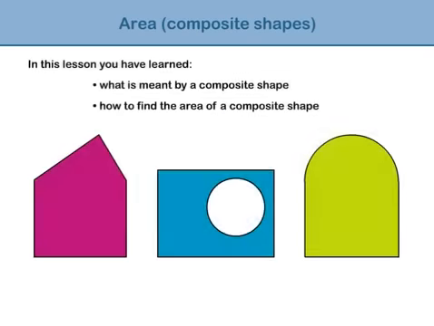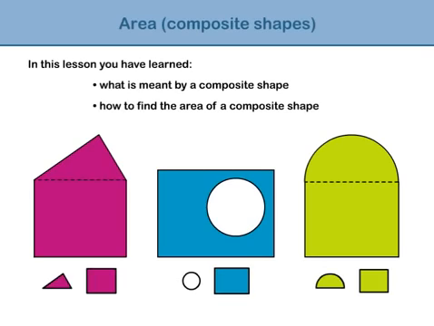In this lesson, you have learned that a composite shape is a shape which can be broken up into its simpler parts. The area of the composite shape is found by using the formulae for the basic parts and adding or subtracting the answers to find the total area.